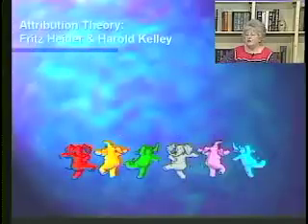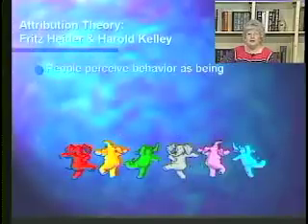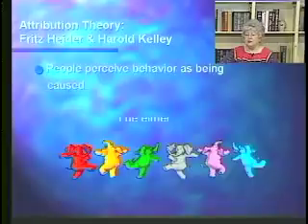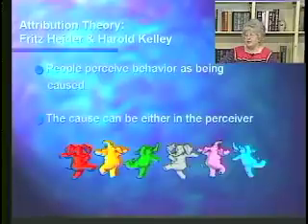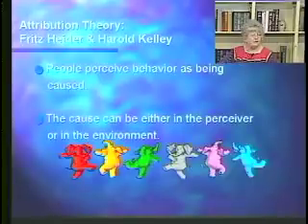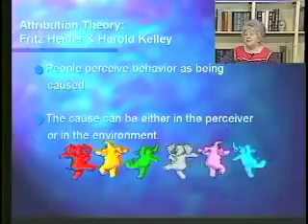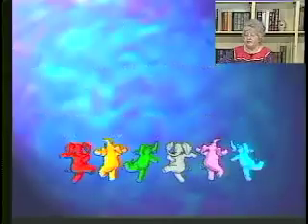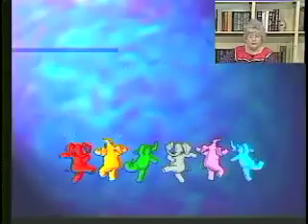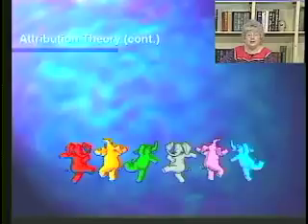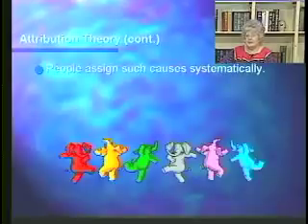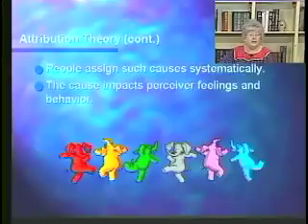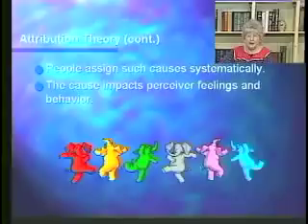Okay, we've talked from probably day one in here about attribution theory. We use that as a sample theory early on. It's very simple. People perceive behavior as being caused, and the cause is either in the perceiver or in the environment. Okay, and this, while it's a short, simple theory, it's a powerful theory because it really does predict what people do. People assign causes systematically.